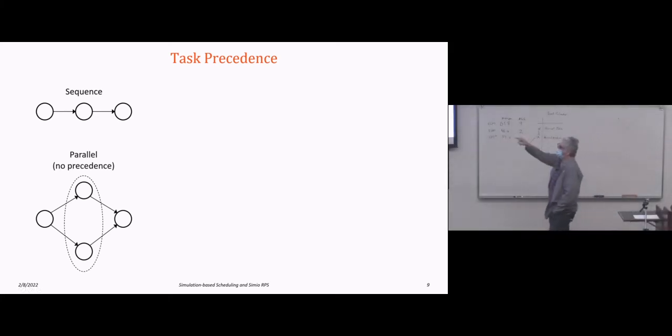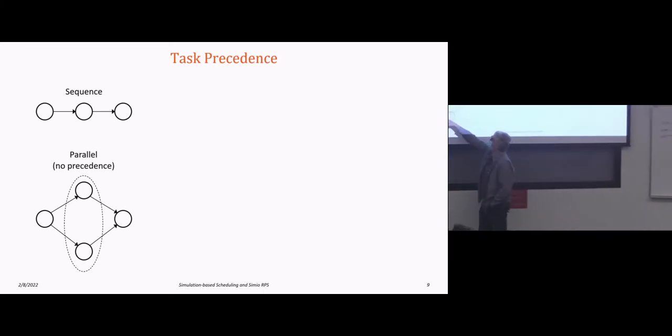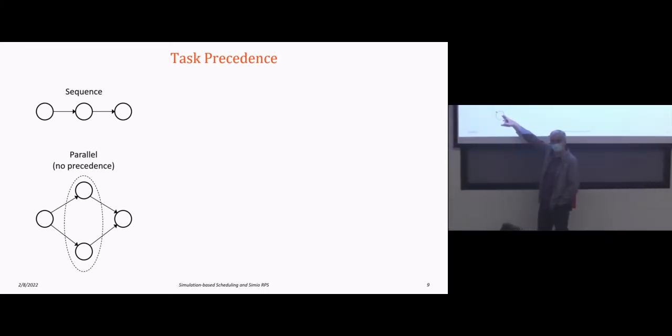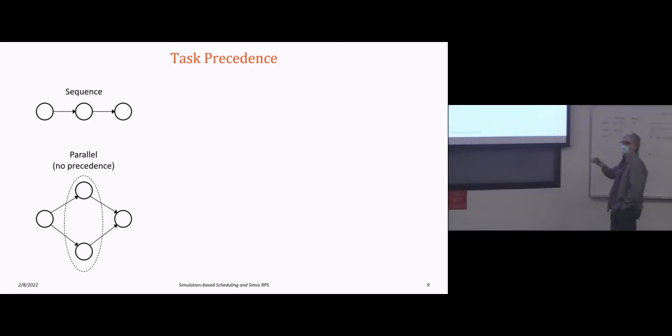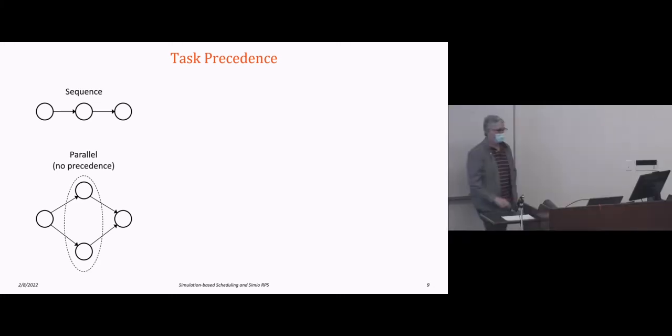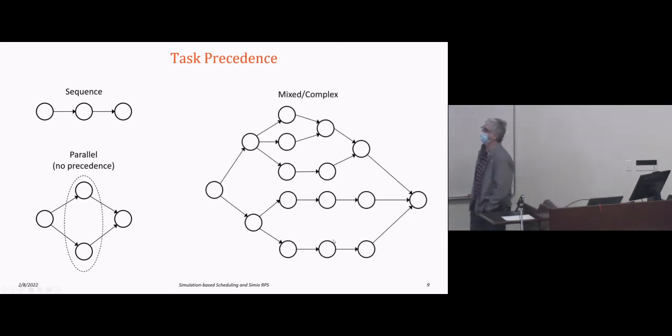No precedence. In this case, I don't have these nodes labeled, but these two, this one has to happen first, and these two can happen in any order, and then this one happens. Right? So these two can happen in any order, or they can happen in parallel. Okay, so I'm not specifying any precedence requirements whatsoever. And we can have arbitrarily complex task sequences.